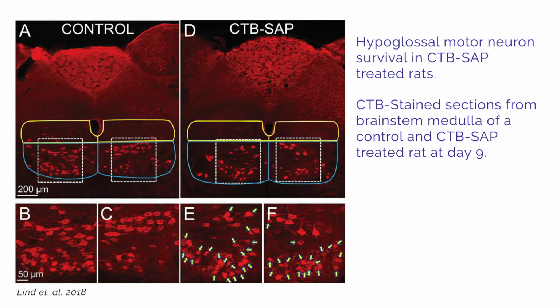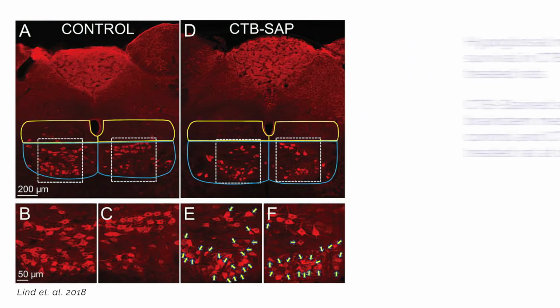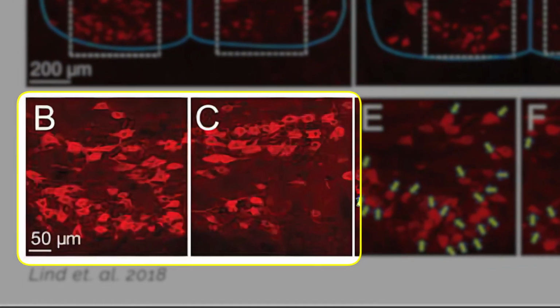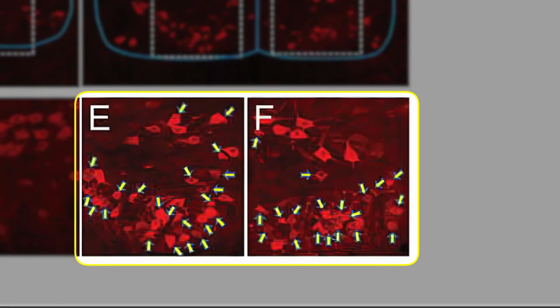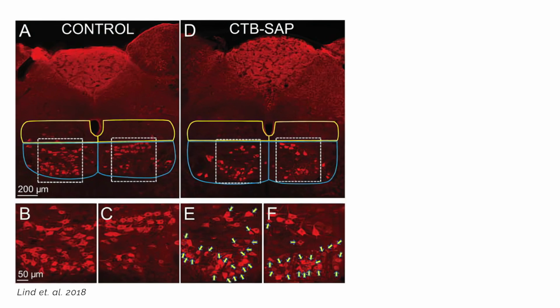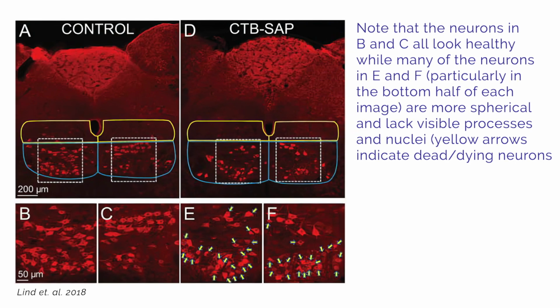And essentially, what you're going to look at here are panels B and C, which are going to be control, and panels E and F, which are going to be the treated sample. You're going to notice a lot of these little arrows here, and those will be essentially pointing at the dying or dead neurons that were affected by CTB. Again, you can just see the marked loss, not a lot of physical damage to the tissue, but just specific neuronal loss because of the targeting agent.